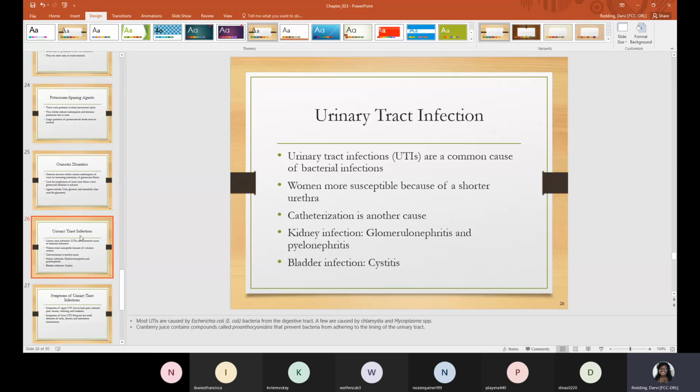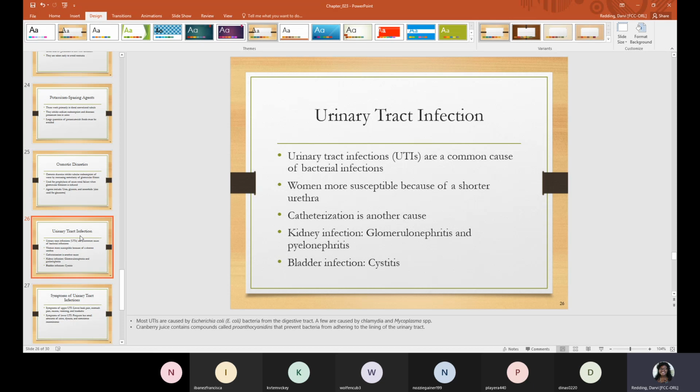And so if a person also goes through multiple catheterizations, that could be another cause of a UTI. A person having a kidney infection, an example would be glomerulonephritis and pyelonephritis. And if a person has a bladder infection, it would be called cystitis. Most UTIs are caused by E. coli bacteria from the digestive tract.